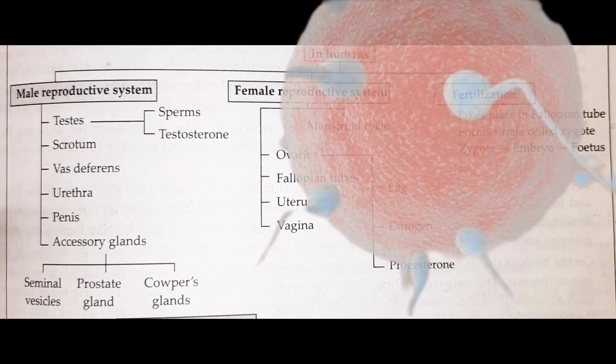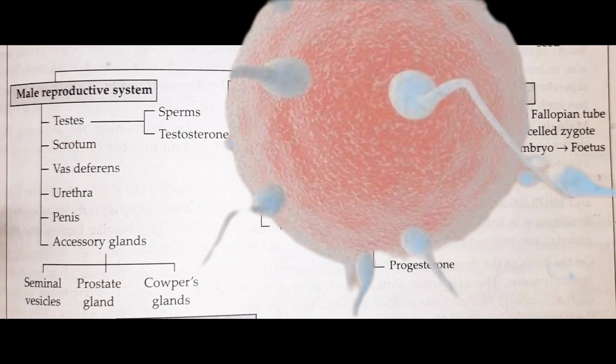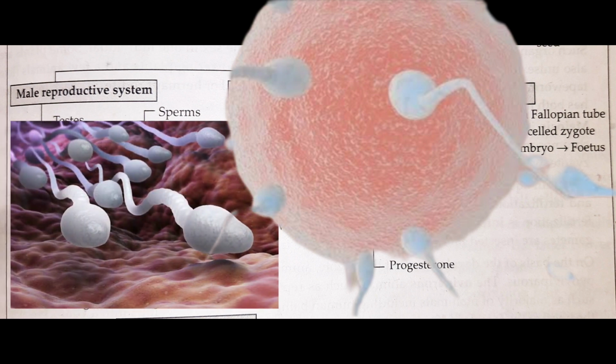Next, fertilization. Fertilization is internal in human beings. The sperms produced in testes of male are transferred into vagina of female through penis during the intercourse. Several million sperms are released during a single ejaculation. Fertilization takes place inside the fallopian tube.